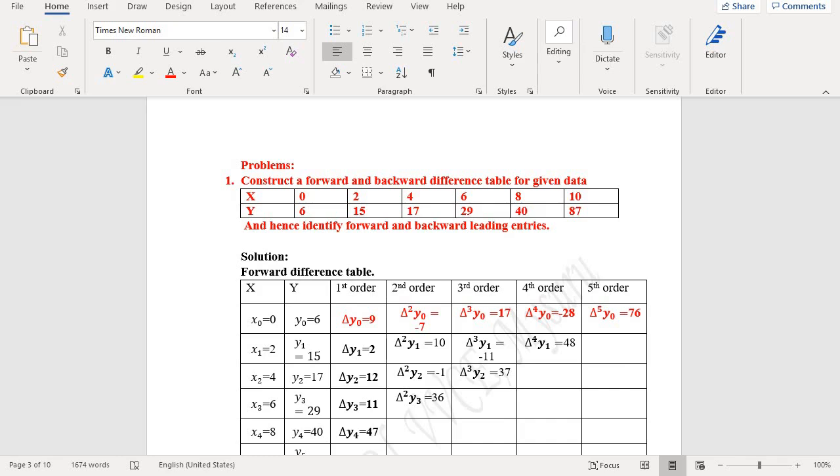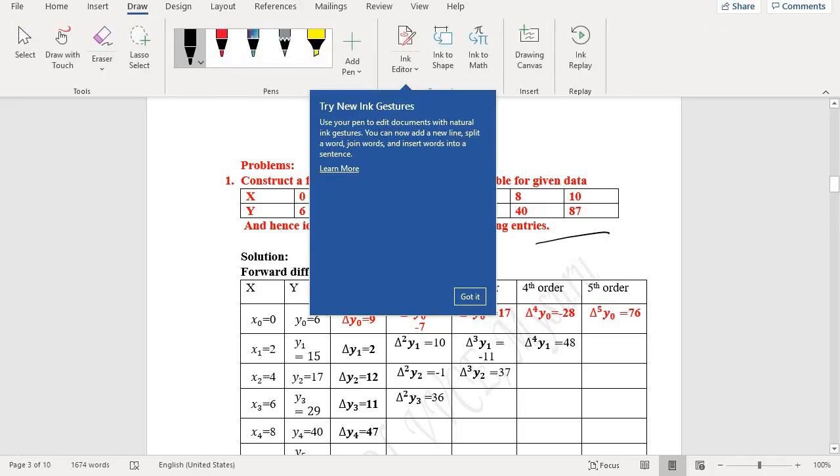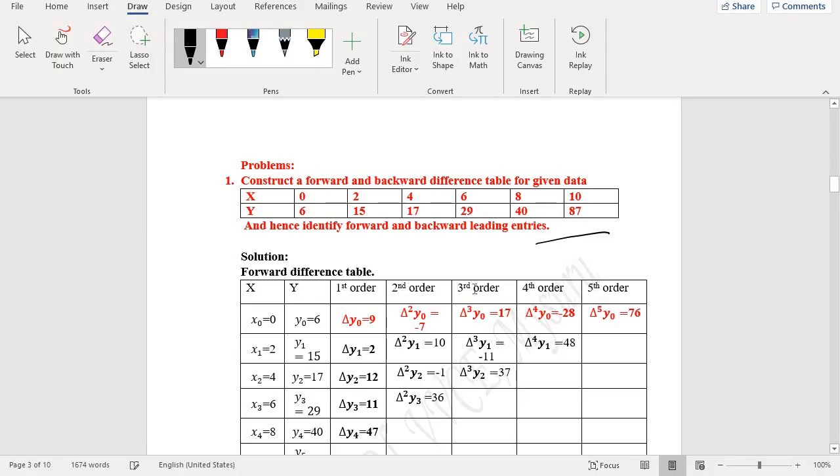For example, construct a forward and backward difference table for a given data and hence identify the leading forward and backward entries. I told you already what is a leading forward entry and leading backward entry. What is a leading forward entry? The first element from the third column is called the leading forward entry. So what is a leading backward entry? The last element from the third column is called the leading backward entry.